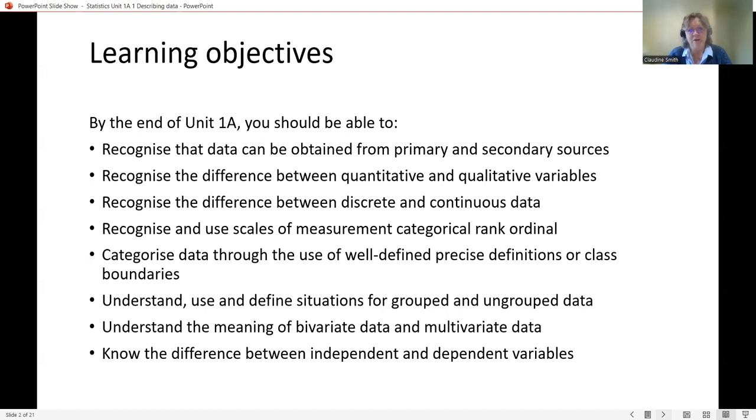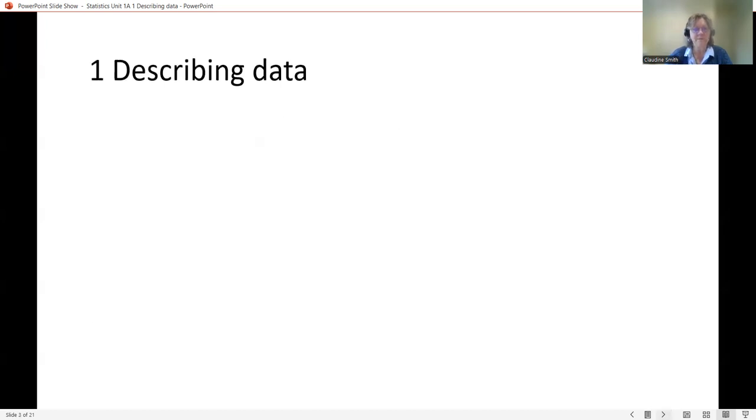categorize data through the use of well-defined, precise definitions or class boundaries, understand, use, and define situations for grouped and ungrouped data, understand the meaning of bivariate data and multivariate data, and finally, know the difference between independent and dependent variables. So first, describing data.